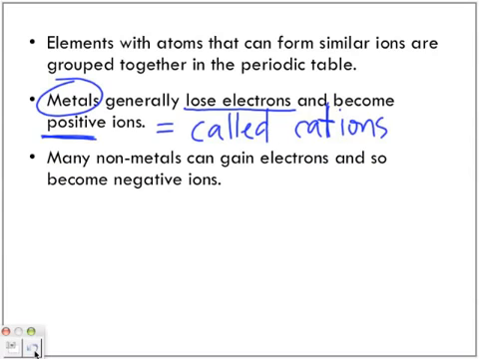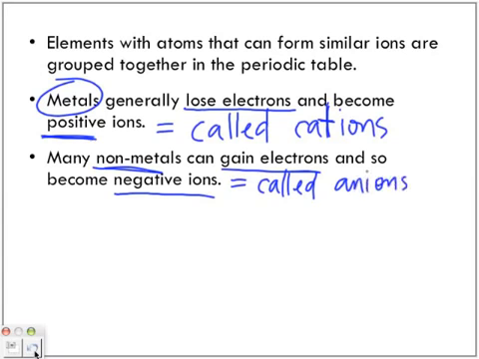Non-metals, so if you look at the opposite side of the periodic table, they gain electrons. Because they gain electrons, having a negative charge, they become negative ions. These negative ions are called anions, and we're going to talk more about that. Think of the letter N for negative, right? Anions, negative charge. So what kind of an ion? Negative ion. Cation, what kind of ion is it? A positive ion. So use that as your reference point.